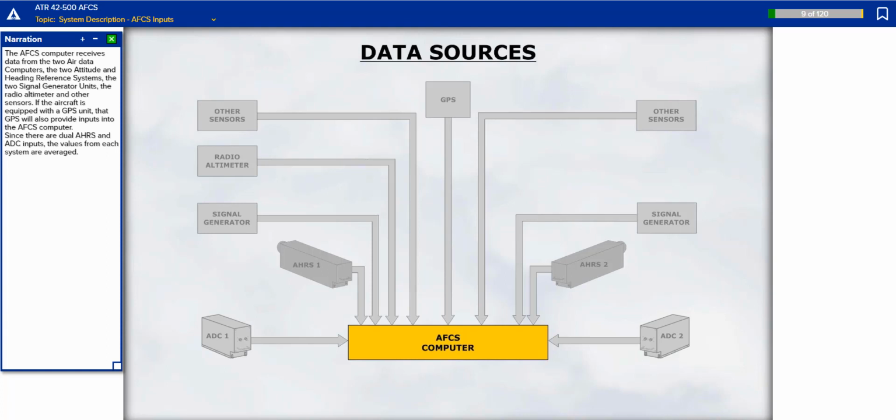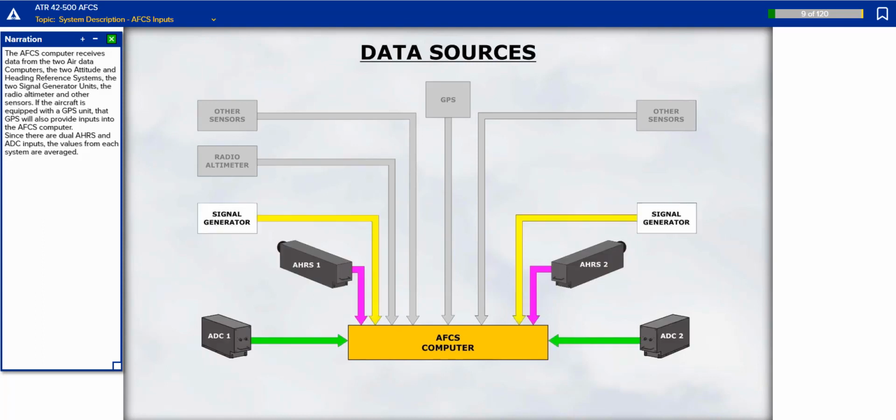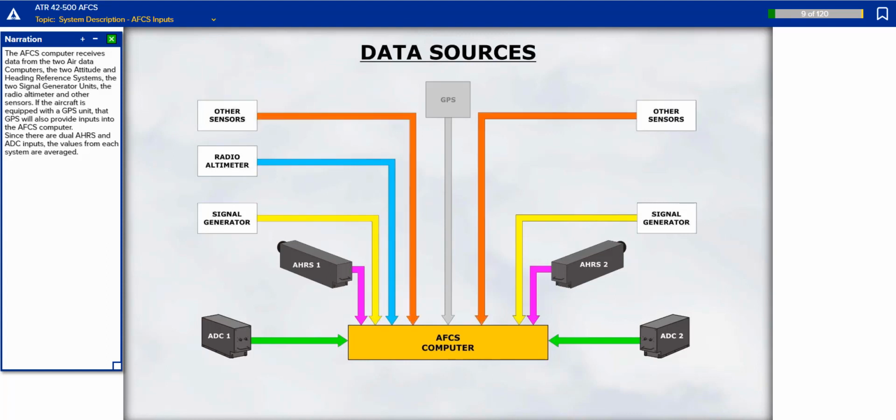The AFCS computer receives data from the two air data computers, the two attitude and heading reference systems, the two signal generator units, the radio altimeter, and other sensors. If the aircraft is equipped with a GPS unit, that GPS will also provide inputs into the AFCS computer. Since there are dual AHRS and ADC inputs, the values from each system are averaged.